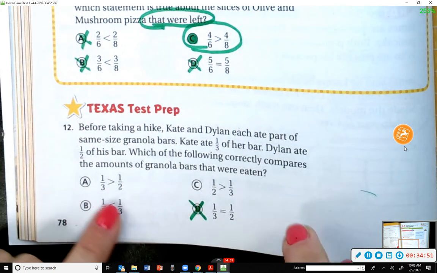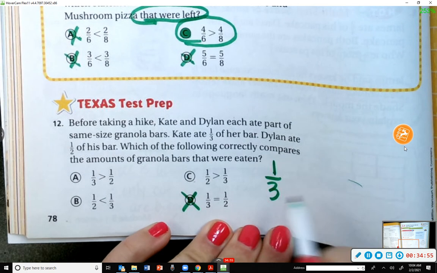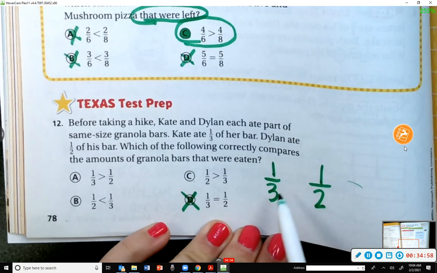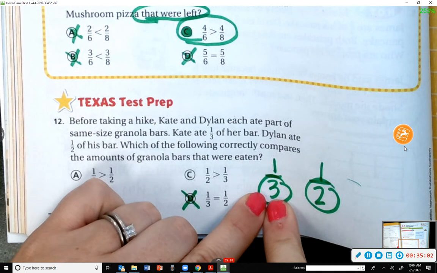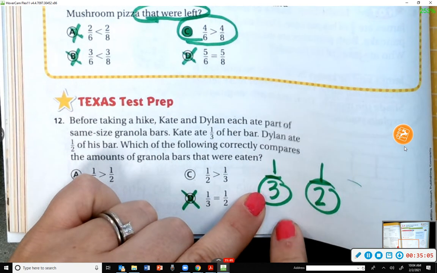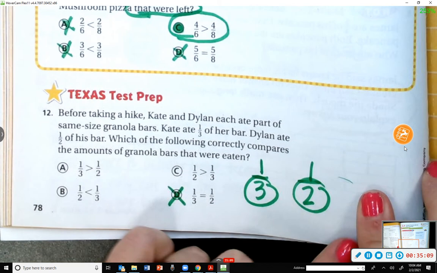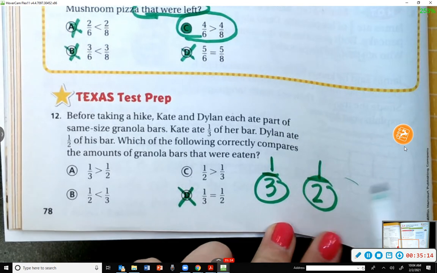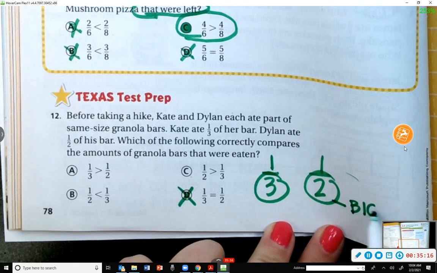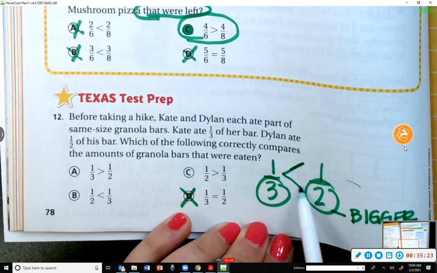Okay, anything else? Okay, well the rest of them have the correct fraction, so now we just need to figure out which way the symbol goes. So I have 1/3 and 1/2. We look at our denominators. Bigger denominator means smaller pieces. So which fraction's bigger? 1/2. Okay, so this one's bigger. So the mouth needs to be open towards 1/2, right? We want to eat the bigger fraction.